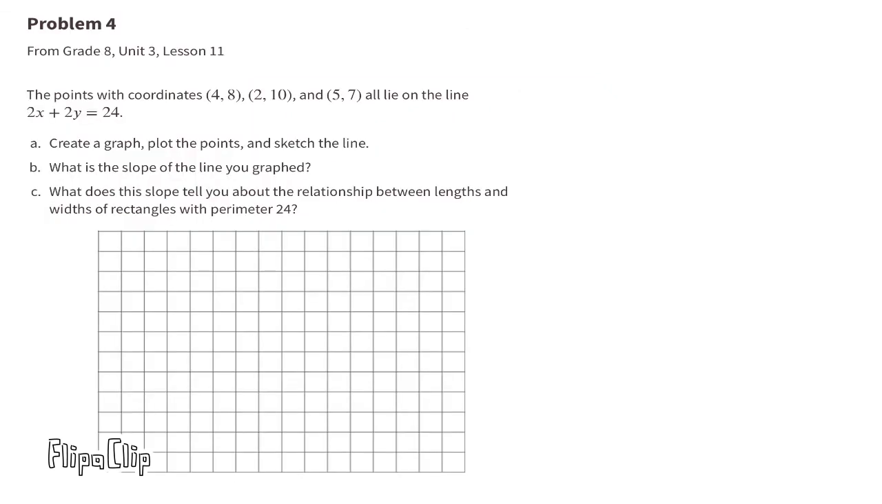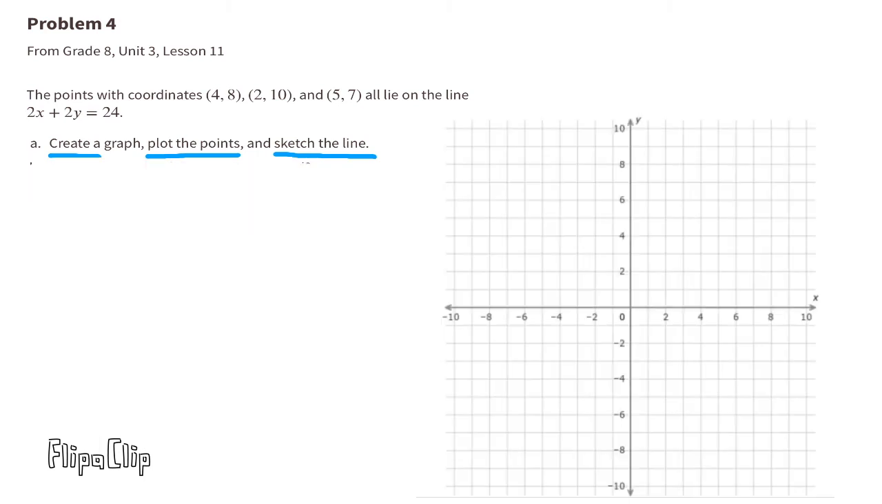Problem number 4 from 8th grade, Unit 3, Lesson 11. The points with coordinates (4, 8), (2, 10), and (5, 7) all lie on the line 2x plus 2y equals 24. A. Create a graph, plot the points, and sketch the line. First, let's make a graph, and now we can plot the various points: (4, 8), (2, 10), and (5, 7). Now we can sketch the line by drawing the line through these 3 points.